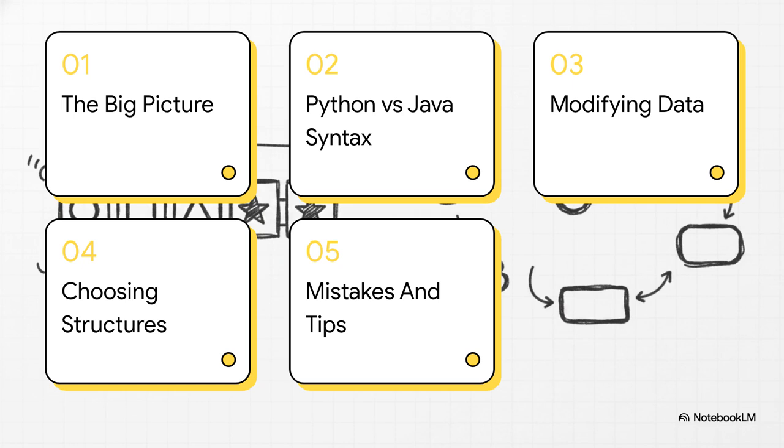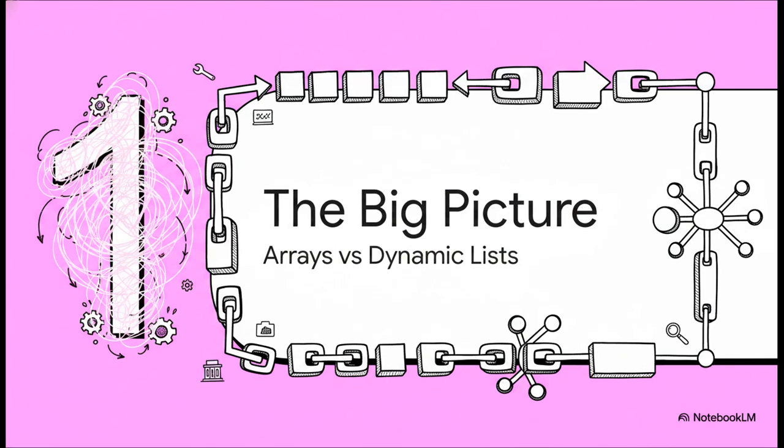Okay, so let's quickly map out our roadmap for today. We'll start with the big picture, then look at Python versus Java syntax, move on to modifying and traversing data, then choosing the right structure, and finally we'll wrap up with common mistakes and tips. Let's dive right in. Section 1. The big picture, understanding arrays and lists.